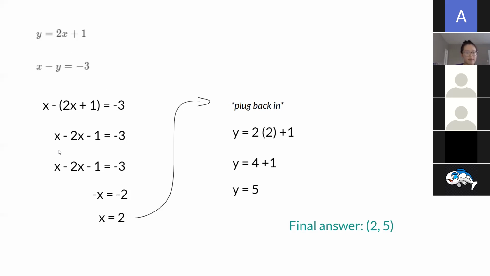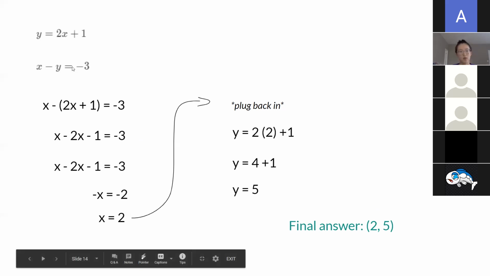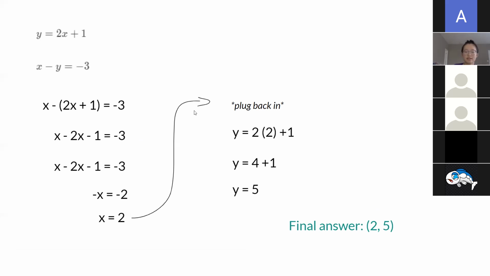Then you simplify it. So it'd be x minus 2x minus 1 equals -3. Then negative x equals -2, divide by -1, and then x equals 2. And then you have to remember to plug in the x to one of the 2 original equations. And then I picked the first one.